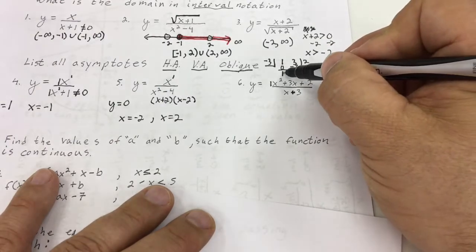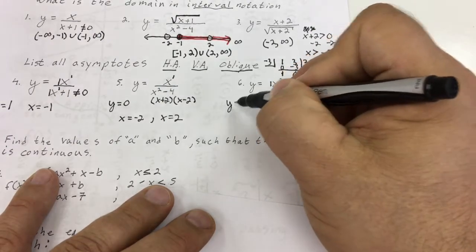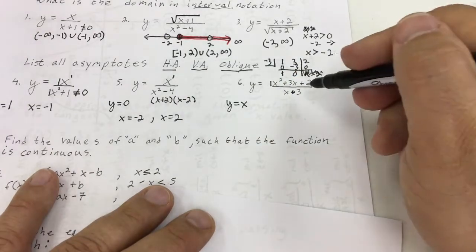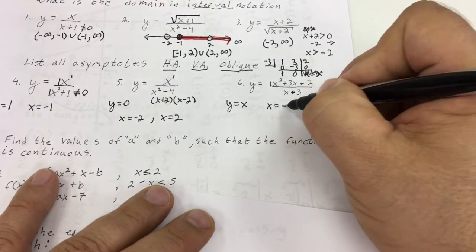The oblique asymptote is going to be y equals 1x plus 0, or just y equals x. The vertical asymptote will be located at x equals negative 3.